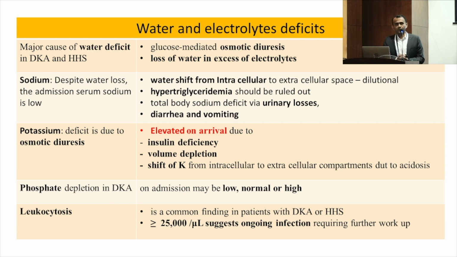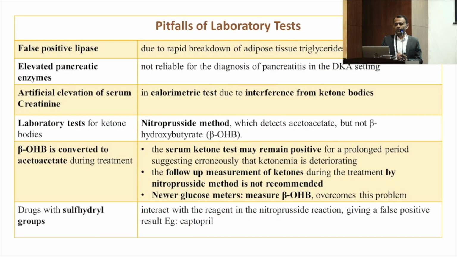Potassium again is lost because of the osmotic diuresis. However, it is elevated initially when you check, because of the potassium shift from the intracellular to the extracellular environment due to the acidosis. And phosphate, significant depletion will be there. When you check, it can be normal, low, or high. However, whether to treat it, we will come to in the next slides. Leukocytosis, you do anticipate some amount of leukocytosis, but generally if it is more than 25,000, it suggests that you should consider further workup for any infections.